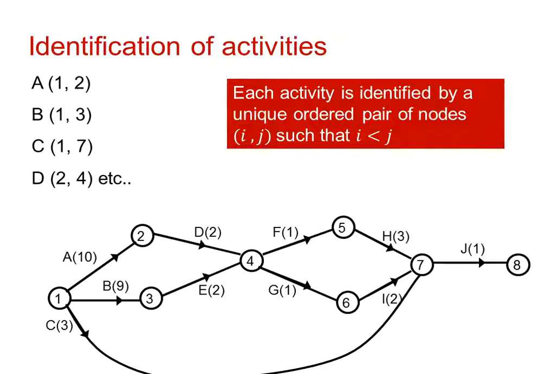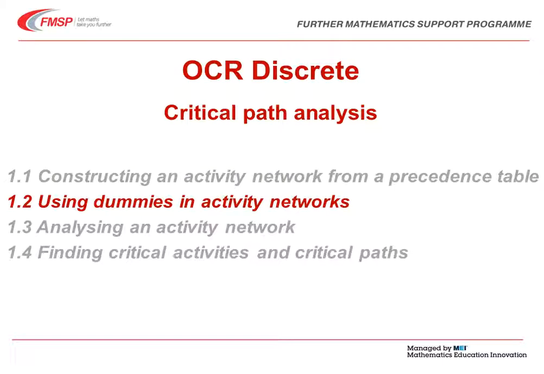So you cannot have activities starting at the same node that also finish at the same node. We'll go on to look at this in more detail when we consider dummy activities in due course. The next video, 1.2, will cover this idea of using dummies in activity networks.